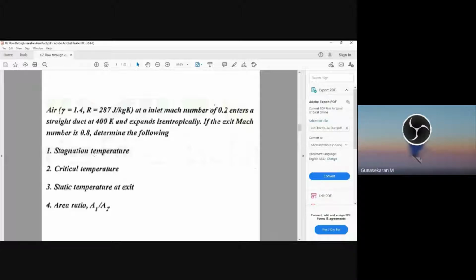First of all, we have to understand the problem. The air is given, that means the properties of the air are given: gamma equal to 1.4, and the characteristic gas constant R is 287 joules per kg Kelvin. At an inlet Mach number of 0.2, so M1 is given. The air enters a straight duct at 400 Kelvin, so the initial entry static temperature is given as 400 Kelvin, and it expands isentropically.